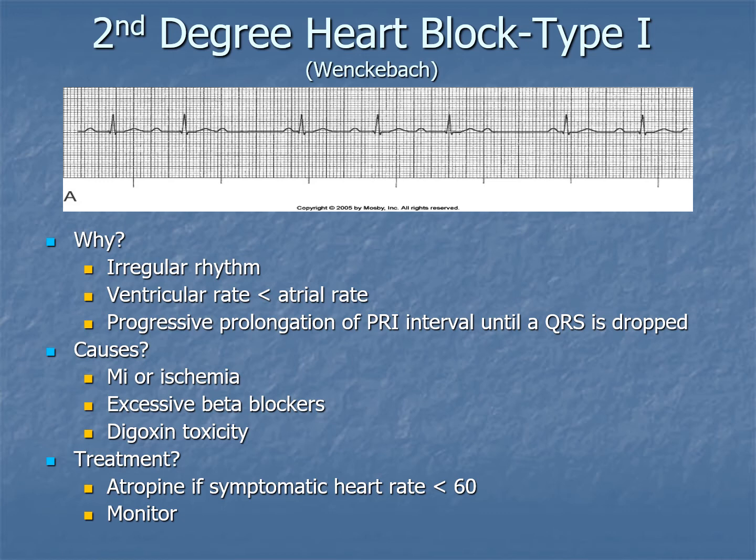Causes are MI or ischemia, excessive beta blockers, dig toxicity, or there are other causes, but those are the most common ones. The treatment involves atropine if the patient is symptomatic, meaning they have a heart rate of less than 60, so fewer than 60 QRSs per minute. Or monitoring the patient to see if it's a steady state, or if the patient is getting worse.